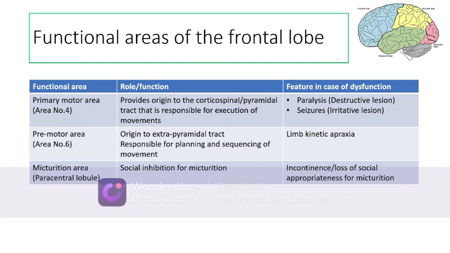It also has a micturition area, which is the paracentral lobule. The paracentral lobule is located in the medial part of the frontal lobe, and its function is to provide the social inhibition for micturition. If the micturition area becomes dysfunctional, then the patient presents with incontinence or loss of the social appropriateness for micturition.